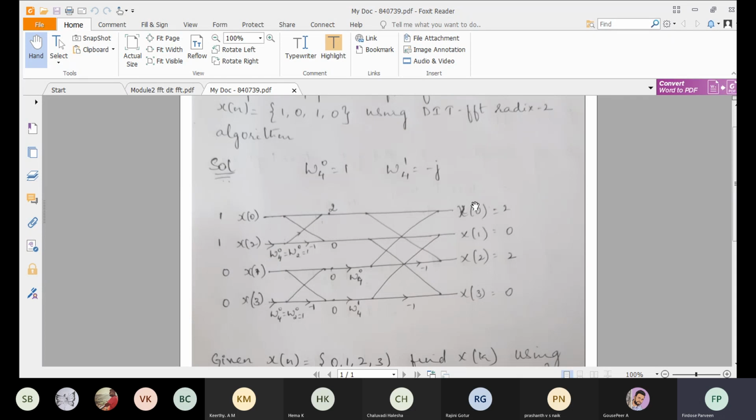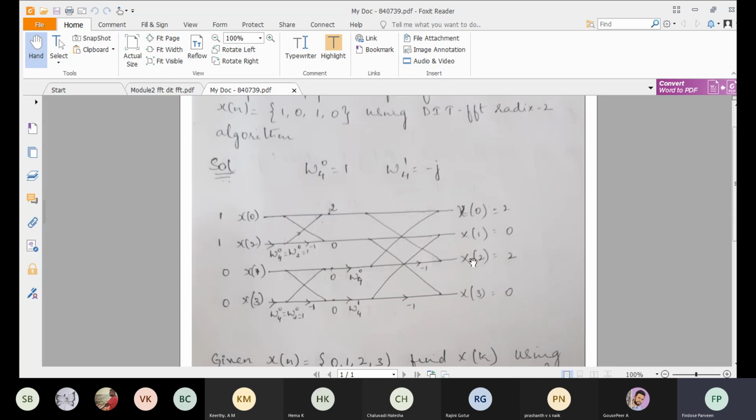Next, here that is x of 0. This is 2, and here it is 2 plus 0 into 1, that is 0. So 2 plus 0 is 2. If you want, you can see this diagram and write, or you can see the formula and write. This is A plus B into Wn to the power of r. Here it is A minus B into Wn to the power of r. So here it is 2. In the same way, here x of 1, 0 is coming here, and here again it is 0. 0 plus 0 is 0.